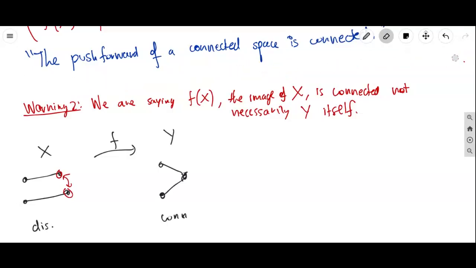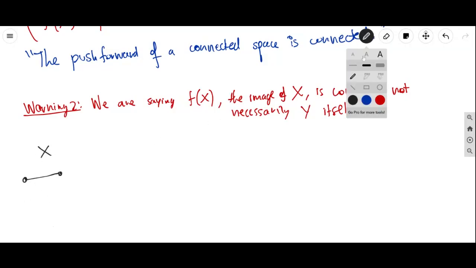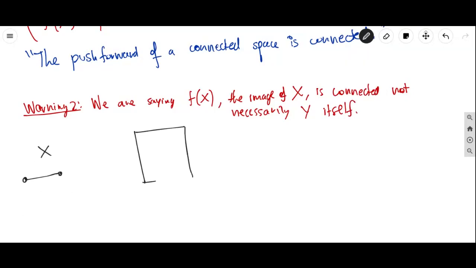Let's say something about warning two. We're saying that the image of X is connected, not necessarily Y itself. So here is a picture for how this goes. Let's say this is X, and this is going to be Y, this entire square. So this can be R2. This is going to be Y. And the mapping that sends X into R2 just takes this line segment and bends it somehow.